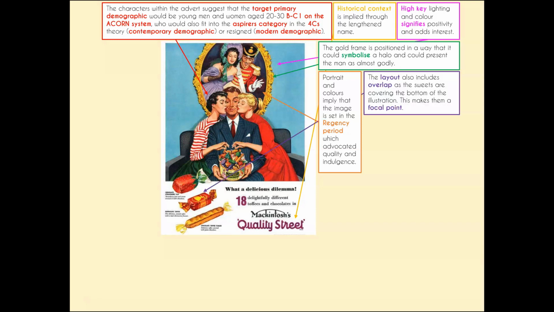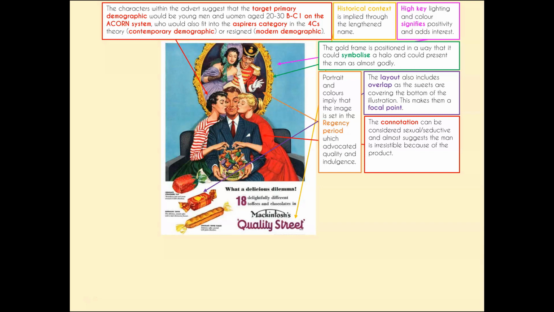Now we also need to talk about the layout, because it's really important to note that the three chocolates in the bottom left hand corner overlap the image in the square frame. This gives a further focal point. It's something quite interesting for us to look at. It might indicate that these three particular chocolates are most important, although when we look at the campaign as a whole, or if you've watched that video already, you'll know that other adverts within the 1950s period picked out different sweets to feature on their advertisements.